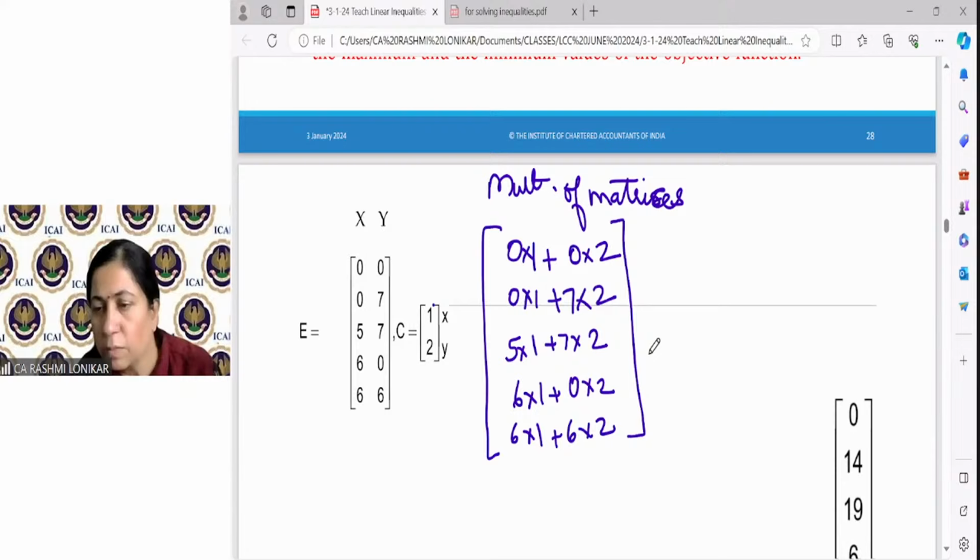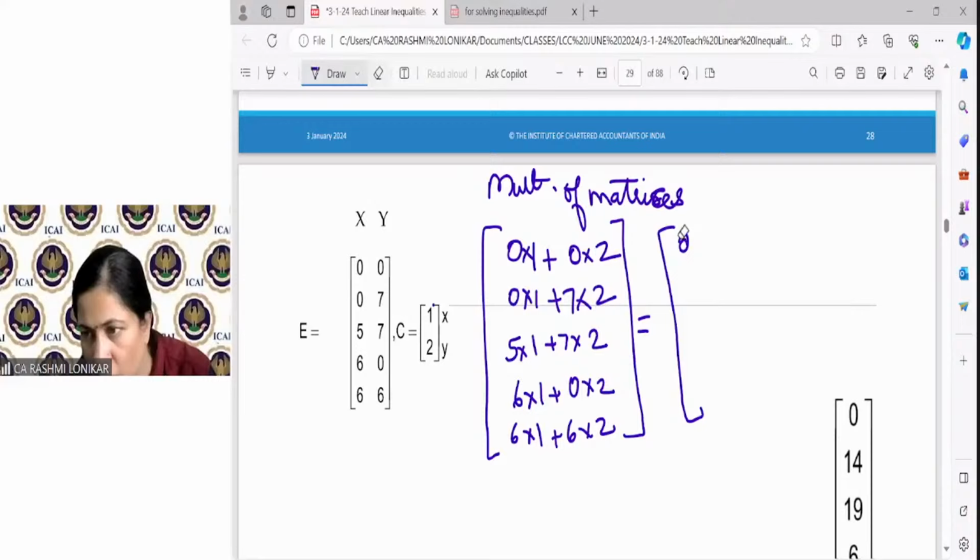0 into 1 plus 0 into 2 gives 0. 0 into 1 plus 7 into 2 gives 14. 5 into 1 is 5, 7 into 2 is 14, and 14 plus 5 is 19. 6 into 1 is 6, 0 into 2 is 0, so this is 6. 6 into 1 is 6, 6 into 2 is 12, and 12 plus 6 is 18.